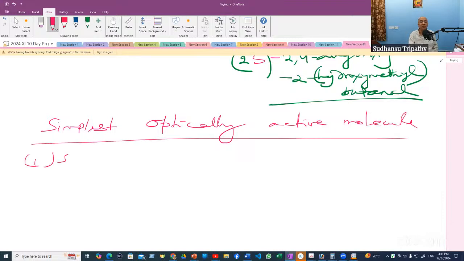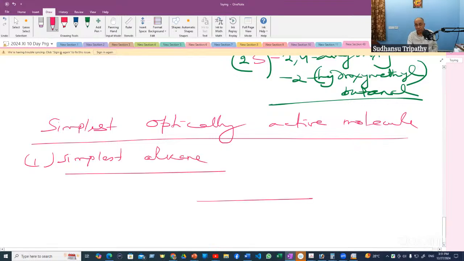Number one, the simplest alkane. Tell me which is the simplest alkane which is optically active. What you do, put a cross, start from hydrogen. This is the chiral center, a carbon. Start with hydrogen. Then its next brother is methyl. Next brother is ethyl. Next brother can be isopropyl, can be n-propyl. There can be two possibilities.